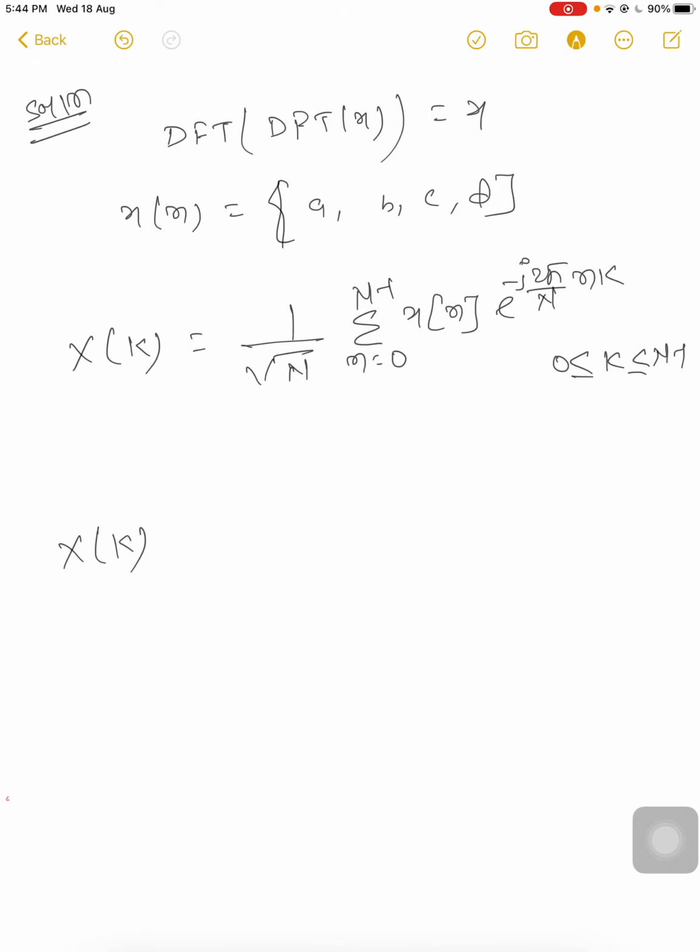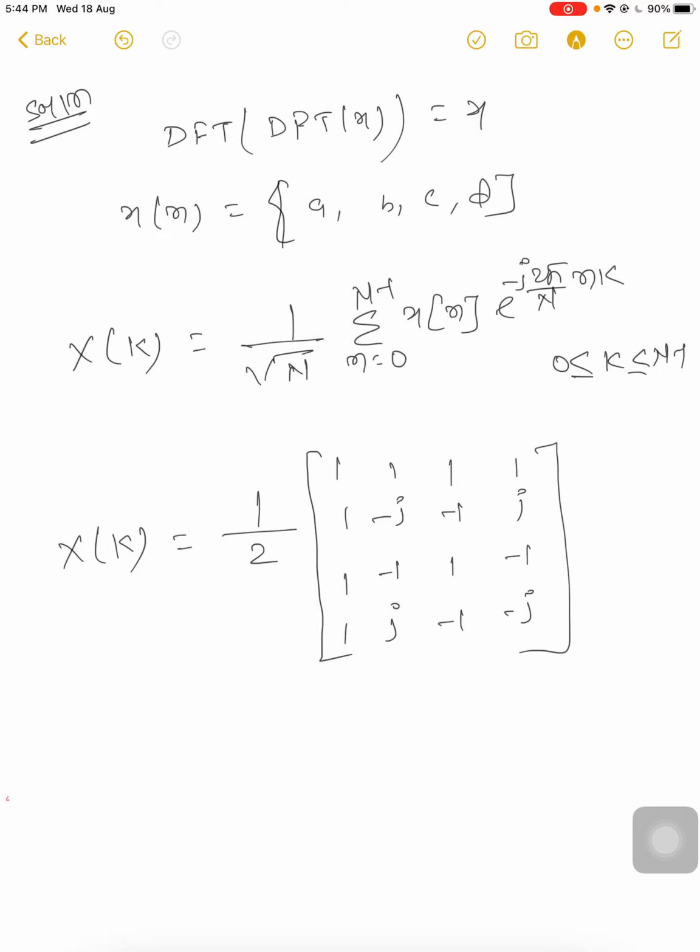Okay, so it means you can write it in matrix form. Here, given N equal to 4, it will be 1/2 times the matrix: 1 1 1 1, 1 -j -1 j, 1 -1 1 -1, 1 j -1 -j.